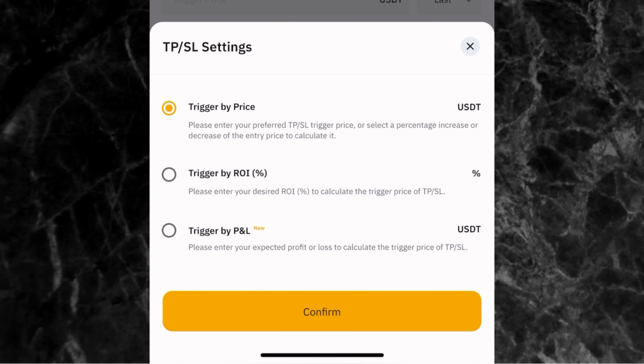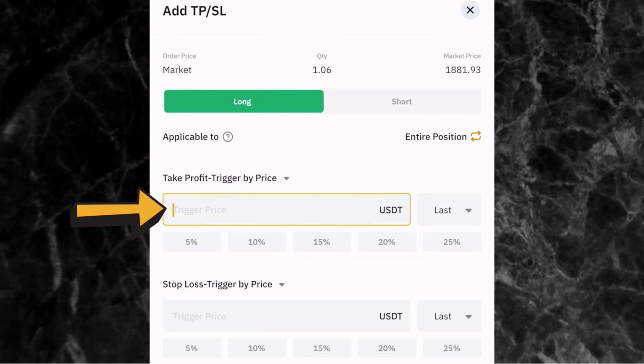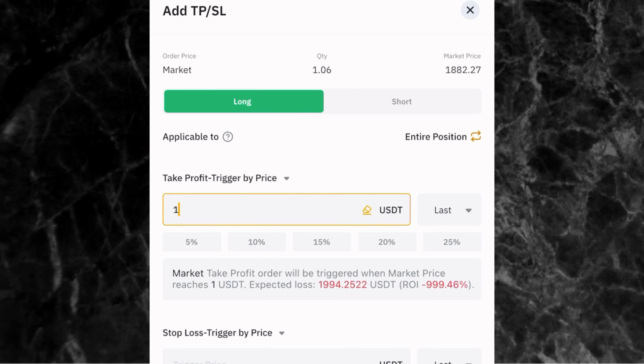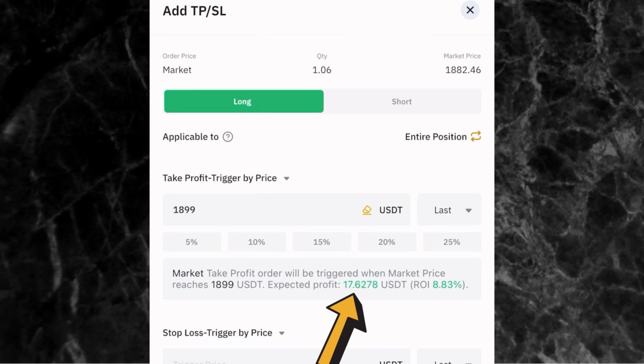Now I'm going to be showing you how to use these three so that you can understand them very well. Now for trigger by price, that is simple. Just pick trigger by price right here, and then enter the price you want to take your profit. Remember, let's say we are entering with market order. That means we are entering at 1,882 USDT. So for example, we want to take profit at 1,899 USDT. If you enter that, you will see the amount of profit you'll be making right here. So you can see expected profit is 17 USDT, and that's 8.83%.